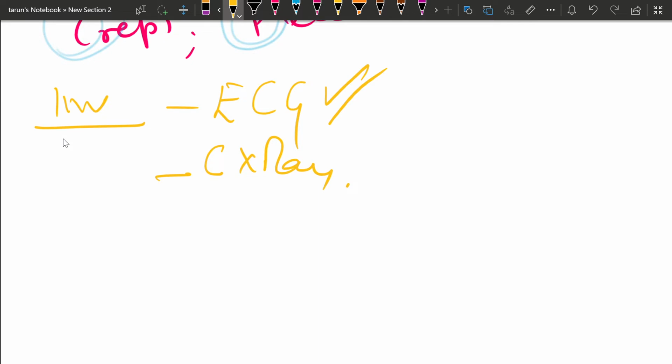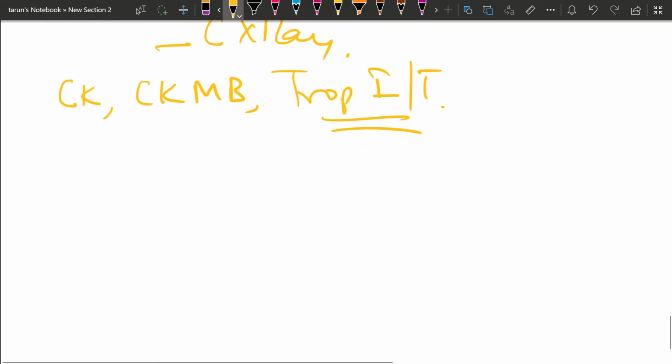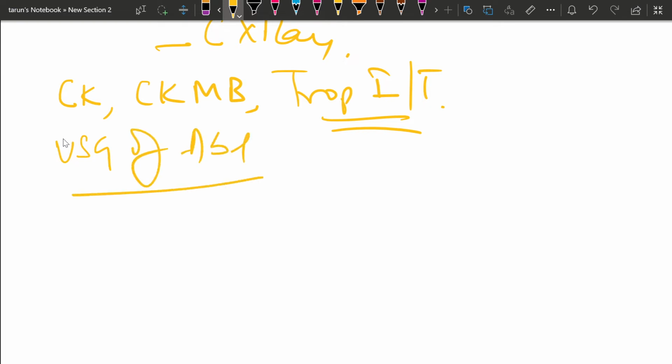Then other investigations like cardiac enzymes, creatinine kinase MB, then troponin I. These are for myocardial infarction. Then you can also do the ultrasound of the abdomen, because certain diseases of the abdomen can present as chest pain. For example, gallbladder disease, pancreatitis, hiatus hernia. These things can present as chest pain. So ultrasound of the abdomen is also important.